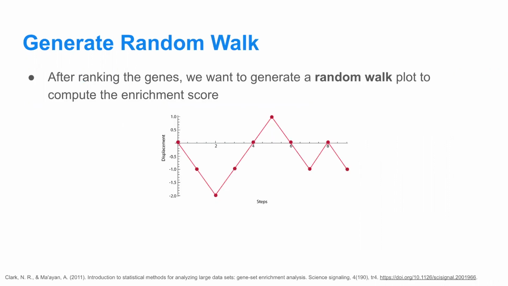Once you've ranked the genes, you want to generate this random walk plot to compute the enrichment score. This is an example of one from this paper cited at the bottom, which is also a great resource for reading further about gene set enrichment analysis.